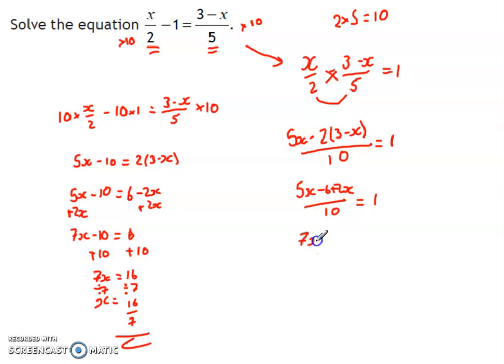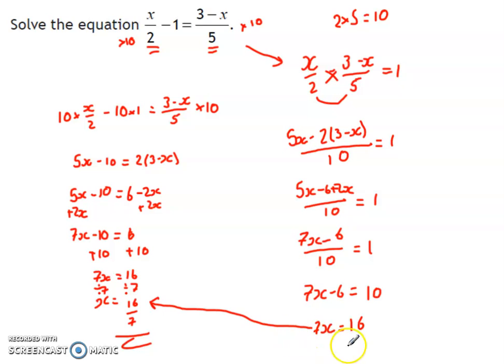I then end up with 7x minus 6 over 10 equals 1. And to get rid of the denominator, I could just multiply both sides by 10, and I get 7x minus 6 equals 10, which is essentially the same as this line here, the only difference being my numbers are the other way round. If I add 6 to both sides, I get 7x is equal to 16, which then ends up giving me the exact same answer there.